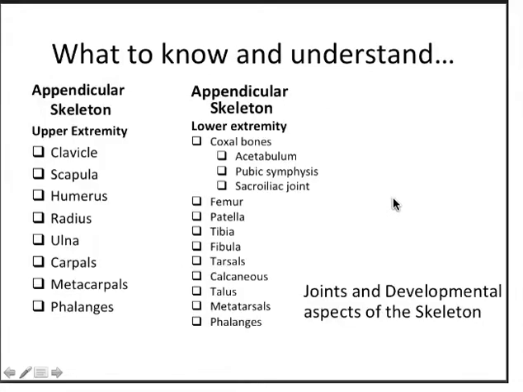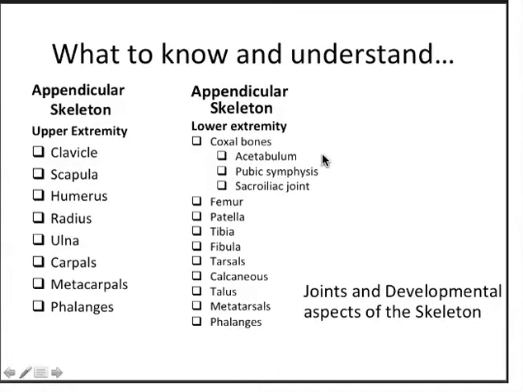Appendicular skeleton, we're going to address the pelvic and the pectoral girdle, okay, and the bones of the arms and legs. So upper extremity, we're going to talk about the location, function, and appearance of the clavicle, scapula, humerus, the radius and ulna, the carpals, the metacarpals, and the phalanges.